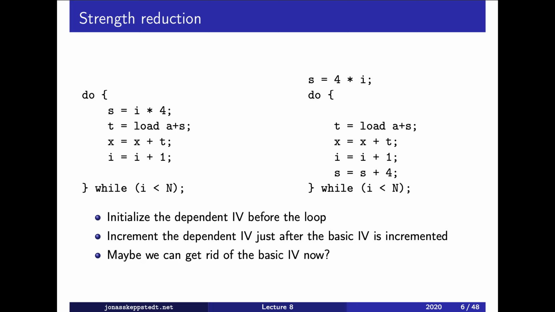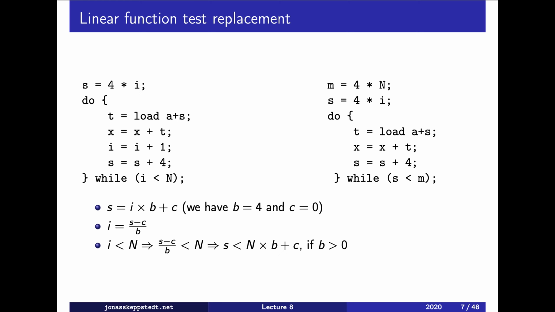The question is now, how can we get rid of this I, because it's not used for anything? We can rewrite the loop using something called linear function test replacement. Okay, so we express the loop termination condition in S instead of in I, and therefore we can get rid of the I. Well, we use it to initialize S, but we don't use it any longer.